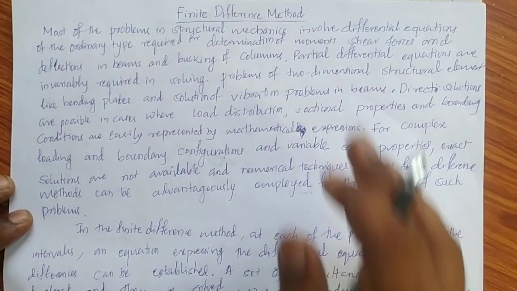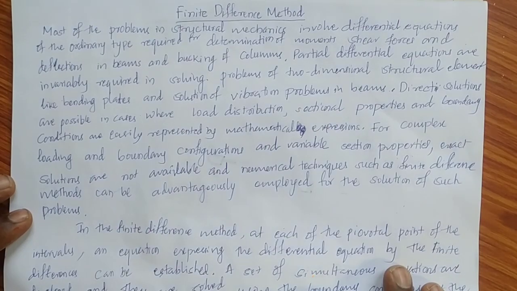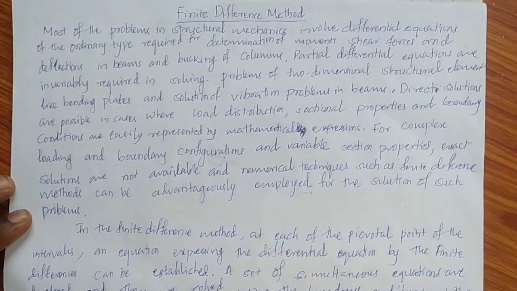So in this class we will be starting with the finite difference method. That's nothing but unit number 5.